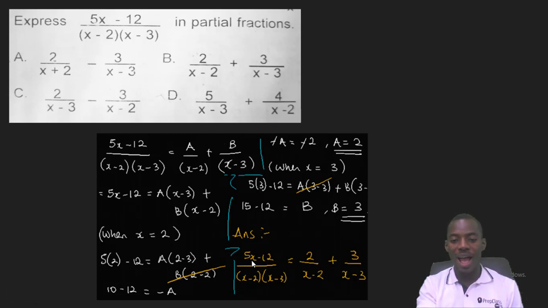So let's put it down. That will become 5s minus 2. This is the question, I just wrote it back. So where the A is, I'll put 2 over s minus 2, and where the B is, I'll put 3 over s minus 3, and that's the answer. Which option? Option B, and that is the answer.